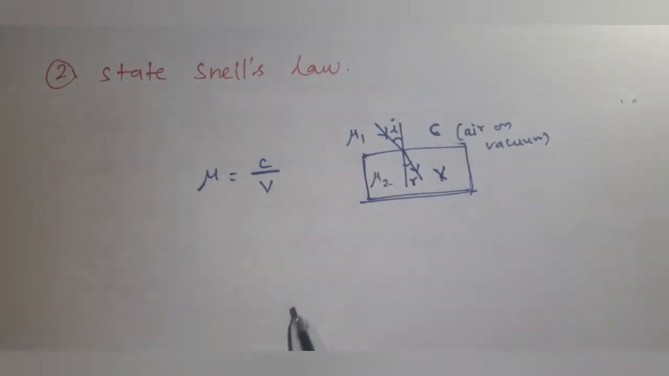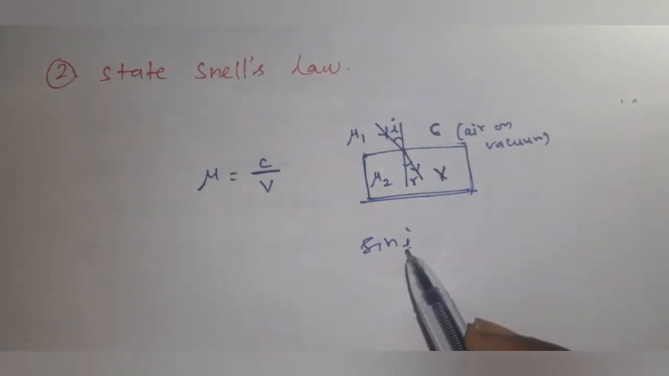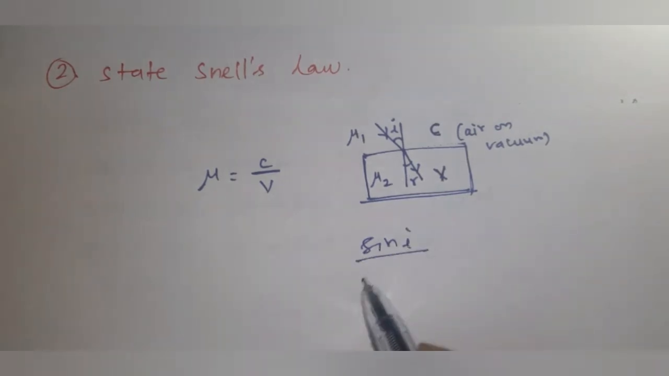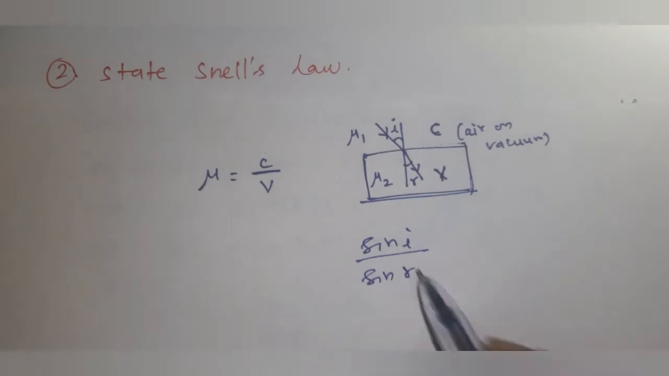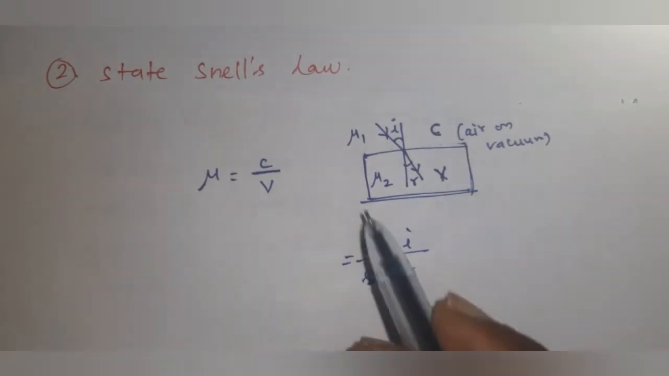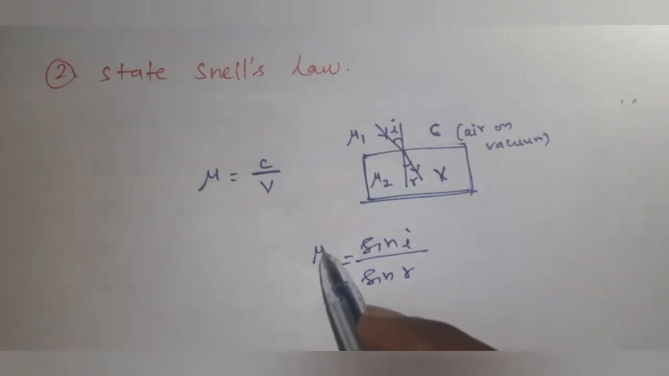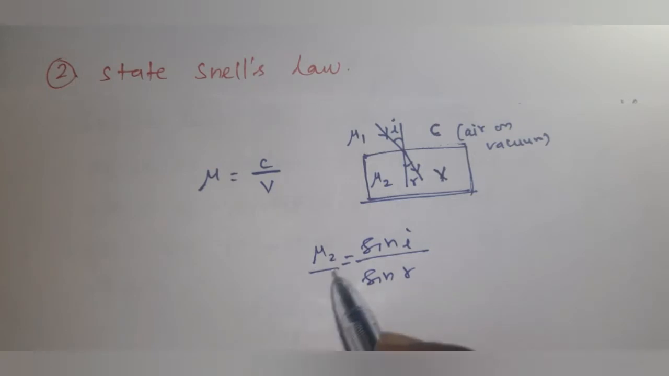Now Snell's law states that the ratio of the sine of the angle of incidence to the sine of the angle of refraction is equal to the ratio of the refractive indices of the two media, that is mu2 by mu1.